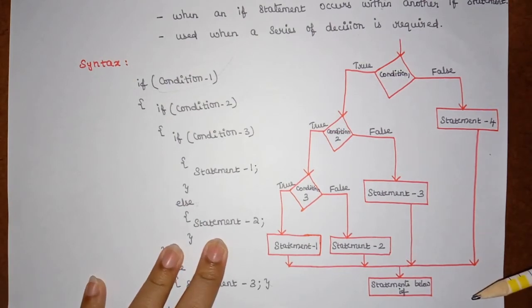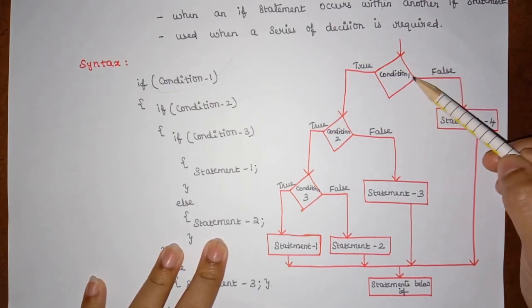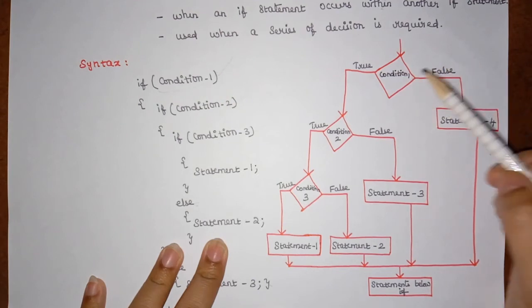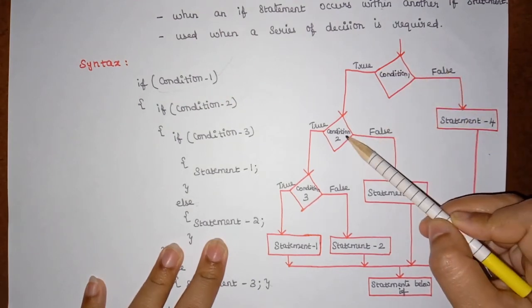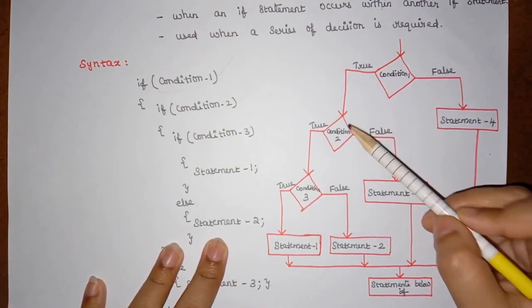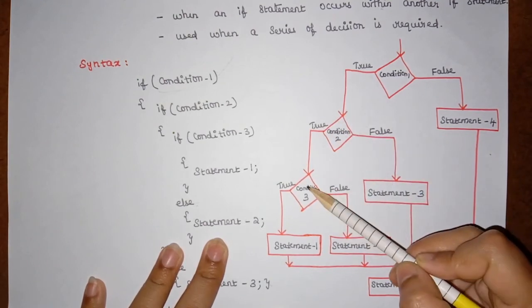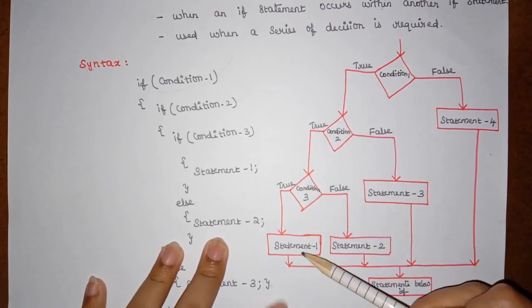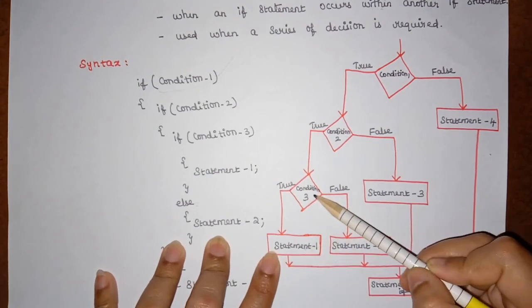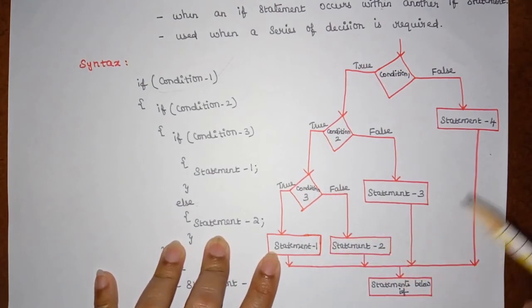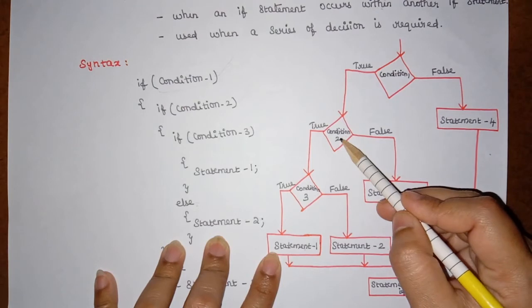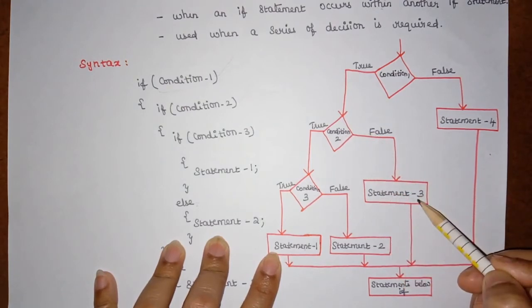And this is the flow chart. Initially we are checking condition 1, and if it is true, then it will go for the second condition. If this second condition is also true, it will move to condition 3, and if condition 3 is also true, then it executes statement 1, otherwise it executes statement 2.